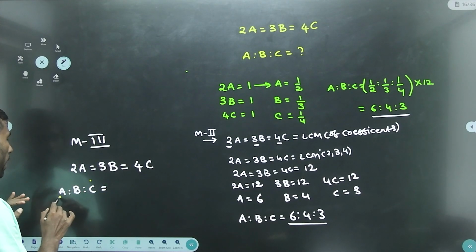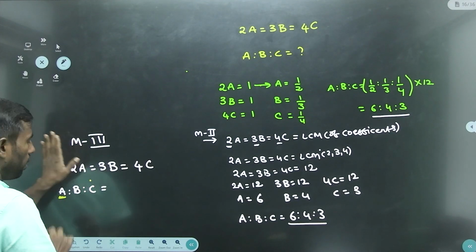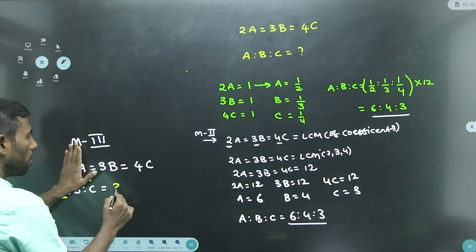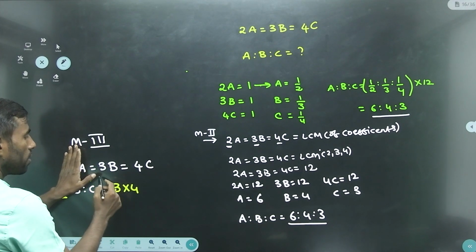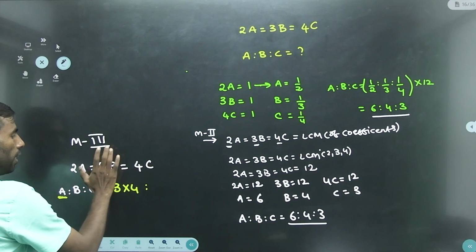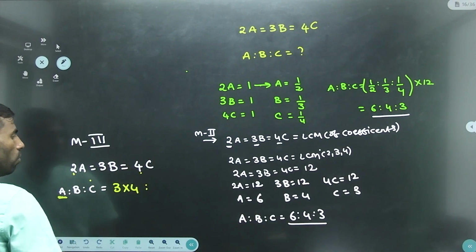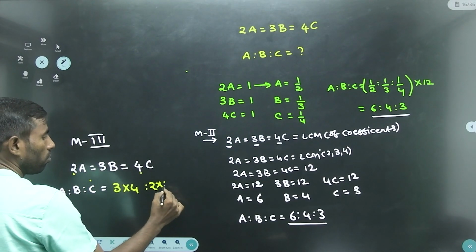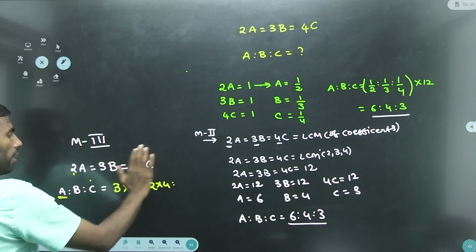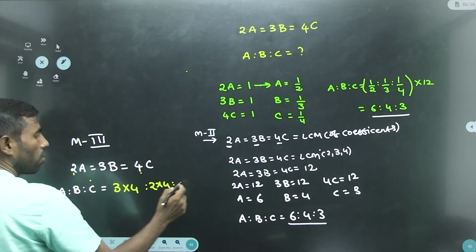First we go with a. To find the a ratio value, close the a part, take the coefficients of b and c and multiply those two. The b coefficient is 3, the c coefficient is 4. To find the b ratio value, close the b part, take the coefficients of a and c, which are 2 and 4, so 2 into 4. To find the c ratio value, close the c part, take the coefficients of a and b, which is 2 into 3.